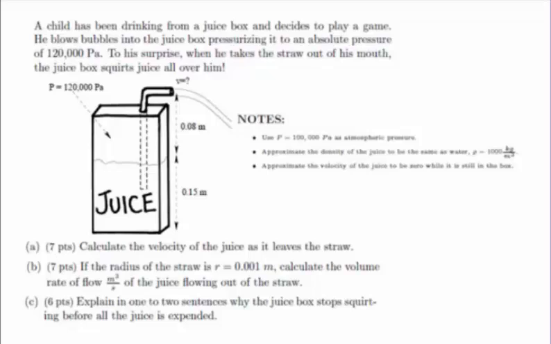There are 3 notes that apply to this problem. We're to approximate atmospheric pressure as 100,000 pascals, to use the density of the juice as 1,000 kilograms per cubic meter, and to approximate the velocity of the juice to be 0 while it's still in the box.